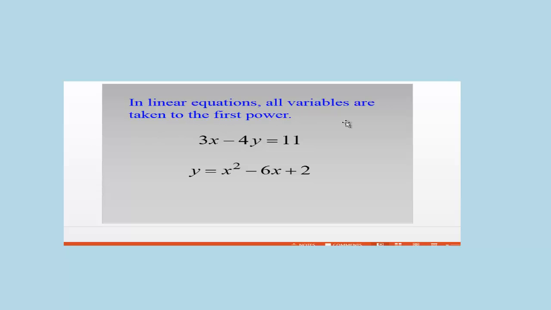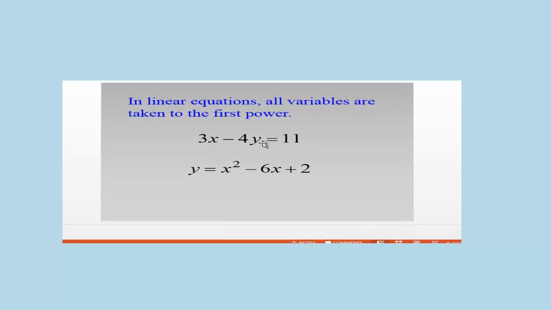In linear equations, all variables are taken to the first power. 3x minus 4y equals 11. This is an example of linear equations in two variables. Y equals x squared minus 6x plus 2 is not a linear equation because the highest degree or the highest exponent is 2.